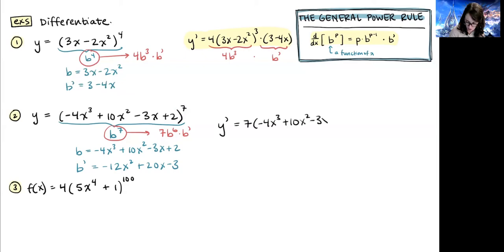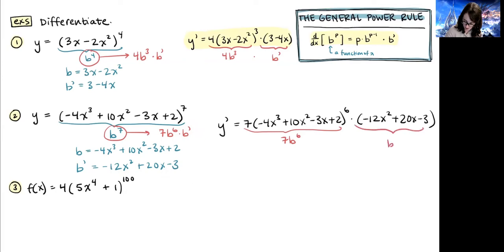And then we subtract 1 from the power, so that now gets raised to the 6th power. Okay, so here is the 7b to the 6th. Then we multiply all of this by b prime. Of course, that is the derivative of the inside, which we found right here. So this is times negative 12x squared plus 20x minus 3.